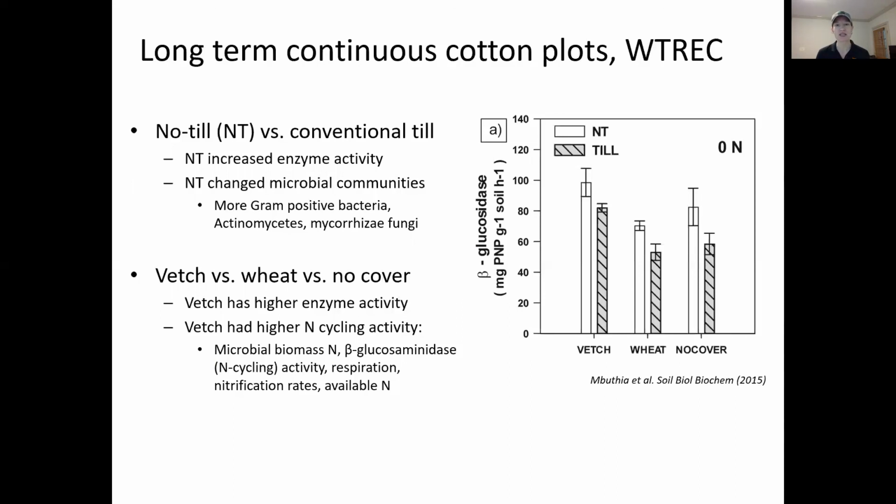The other thing we notice is that in no-till plots, we actually see different types of microbes. So we tend to see more gram-positive bacteria, actinomycetes, and mycorrhizae fungi. And these are some of the more important groups in terms of decomposing complex organic matter and in terms of acquiring nutrients. So we actually see promotion of some of the more desirable groups of microbes under our no-till plots.